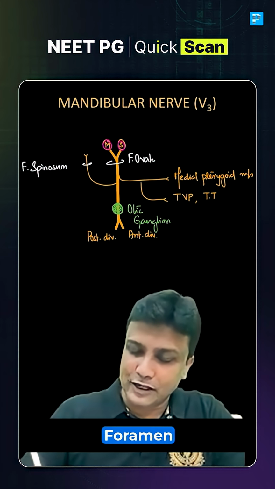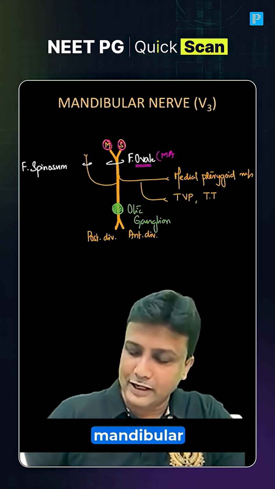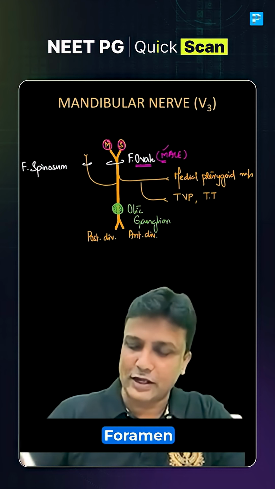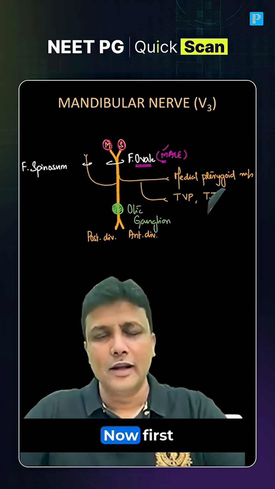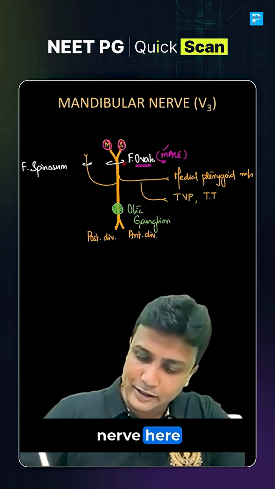They are passing through which foramen? Foramen ovale. We know the mnemonic MALE. So we know that the mandibular nerve is going to pass through which foramen? Foramen ovale. Fine. Now first you'll be able to find the trunk of the mandibular nerve. This is the trunk of the mandibular nerve here, sir.